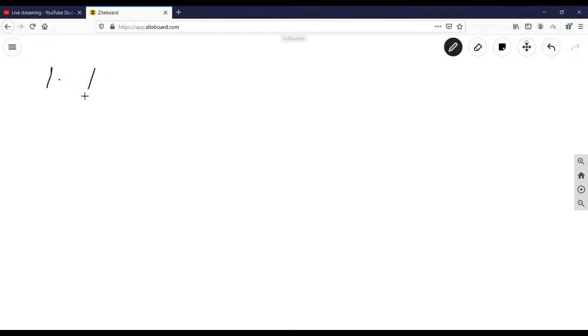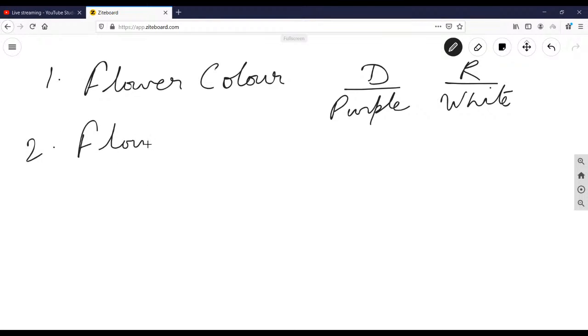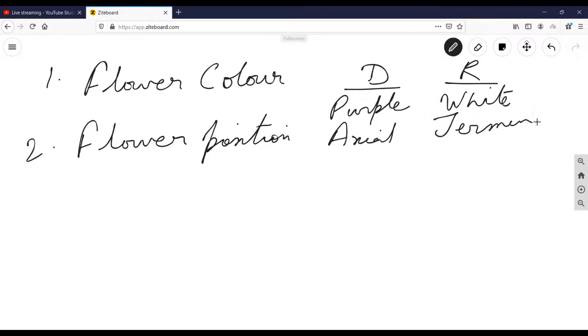Number one he chose was the flower color. D for dominant, R for recessive. So the dominant one was purple, recessive was white. Secondly, he chose the position of the flower. Dominant was axial, recessive was terminally placed, terminal.